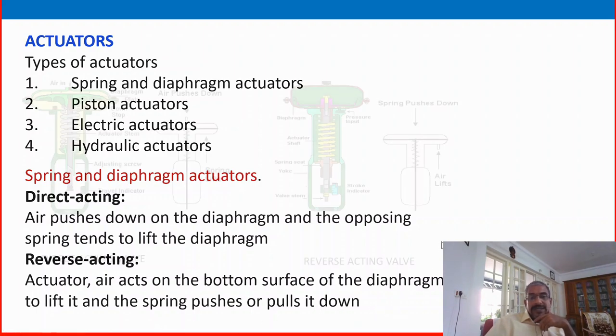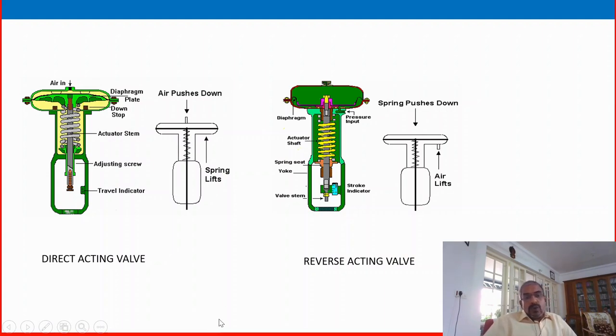We will see how it is happening. There are two control valve pictures, so look at that. The left side picture shows air in, and there is a diaphragm, the black oval shape, which you can call the diaphragm plate, and then the actuator stem, adjusting procedure, travel indicator, whatever it is. So here, air pushes down. What type is this? Direct acting valve, air pushes down. So when air pushes down, the spring lifts and the valve opens or closes in that way.